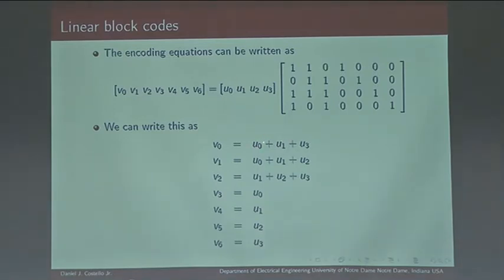V0 is the information bits times the first column here, which is U0. Actually, there's a typo here. This should be U2. I think that's the only place. I don't think it survived.